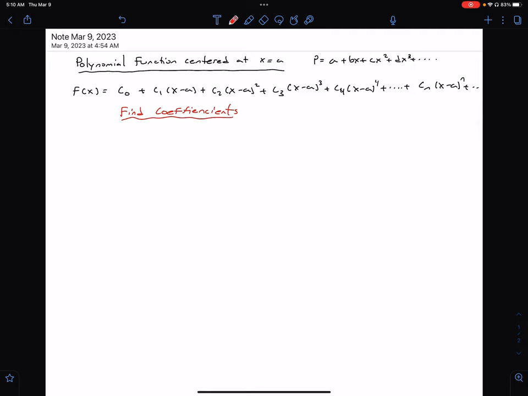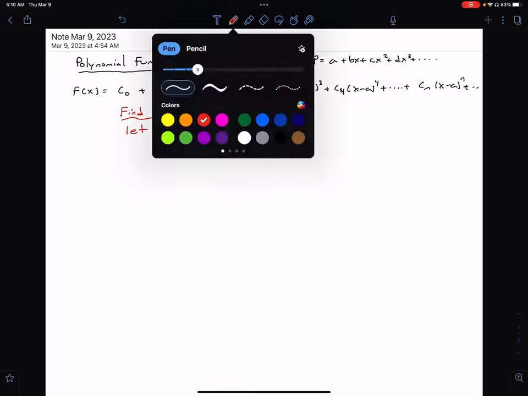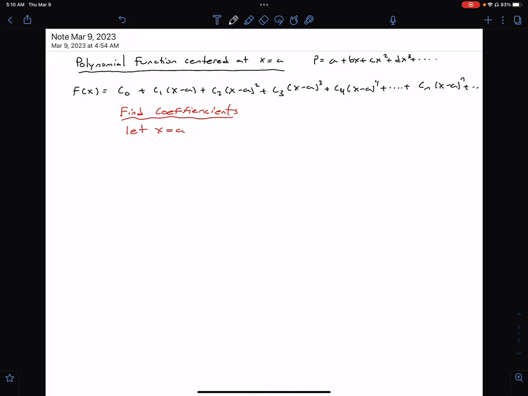The first thing to find the coefficients is I can let x equal a. If we solve this, we get f of a equals c naught. Every other term becomes 0 because we get x minus a, which is a minus a, so we get an infinite number of zeros. So we can say f of a is c naught. Easy enough, I just found my first coefficient. The first coefficient is the value of the function at a.